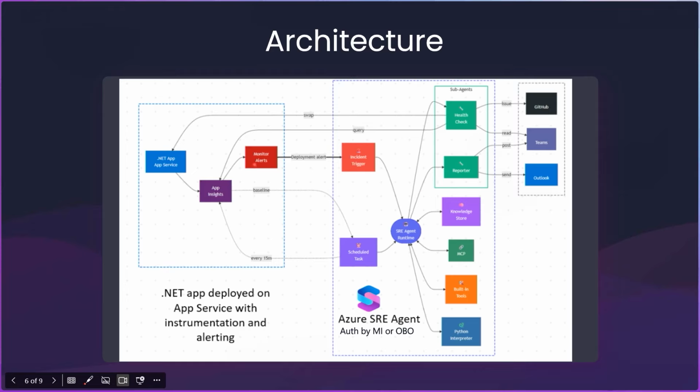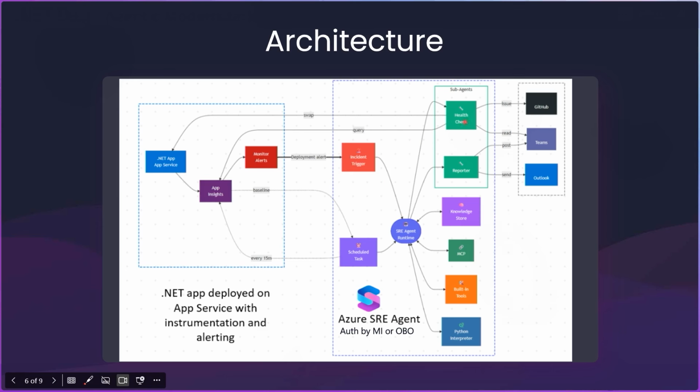And then what happens every time I deploy something to prod, a swap alert gets triggered in Azure Monitor, and that alert will trigger an incident trigger in SRE agent, and then the SRE agent will use the health check sub-agent to respond to that trigger.